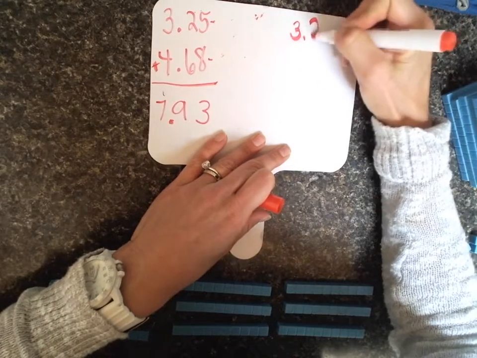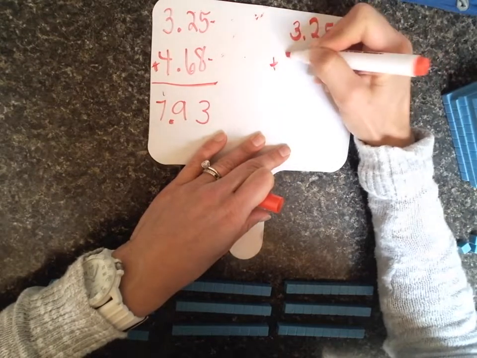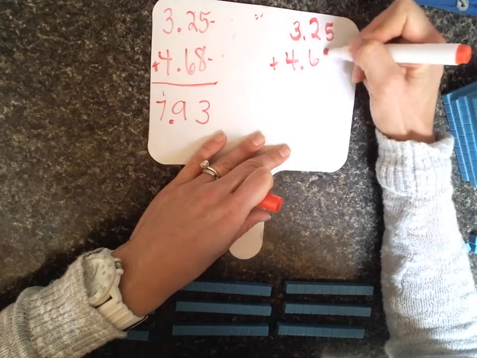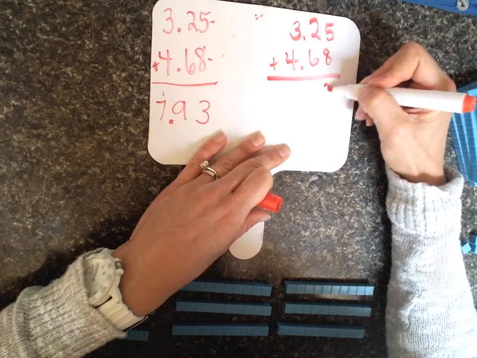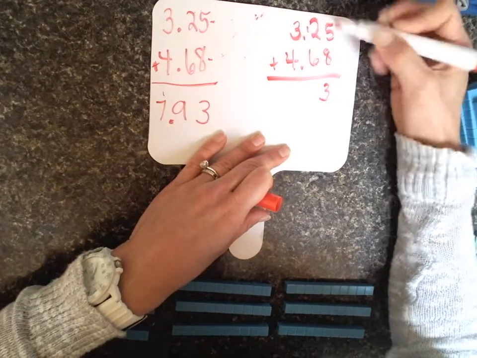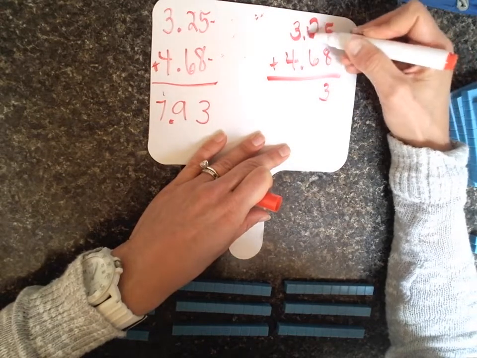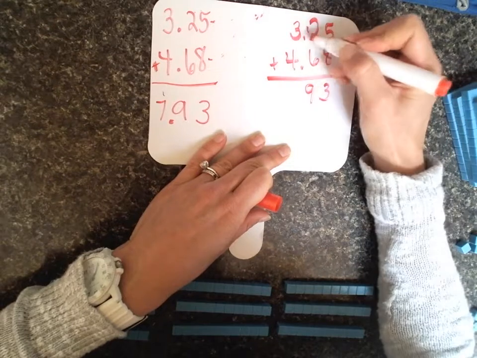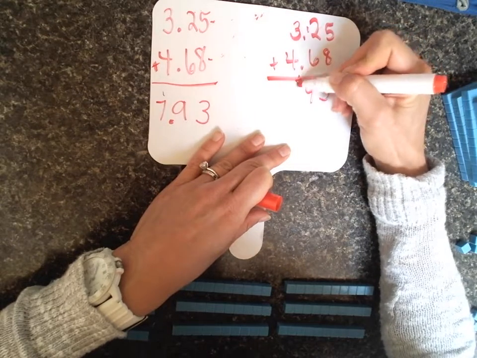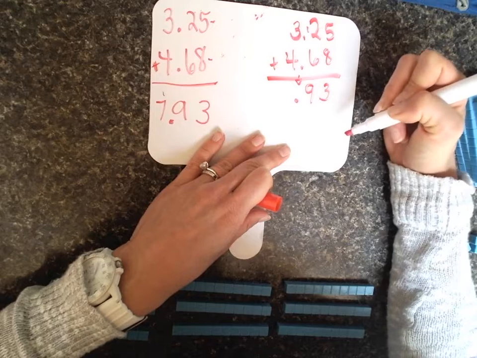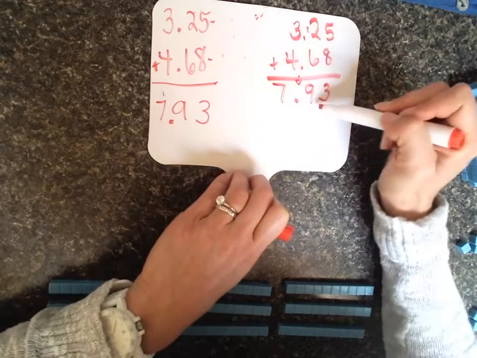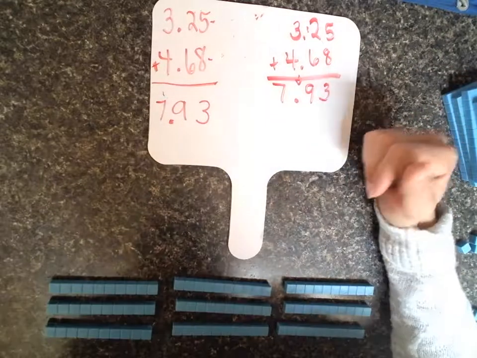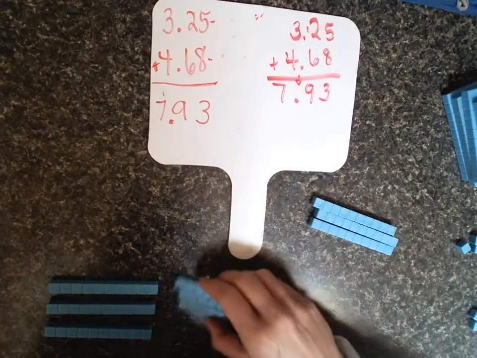3 and 25/100 plus 4 and 68/100. So 5 plus 8, 13. Carry my 1. 2 plus 6 is 8. I need to add my 1. That's 9. Bring down my decimal. Do not forget to bring down that decimal. And then 3 plus 4 is 7. So these are the same answers that I've gotten using my base 10 blocks to add.